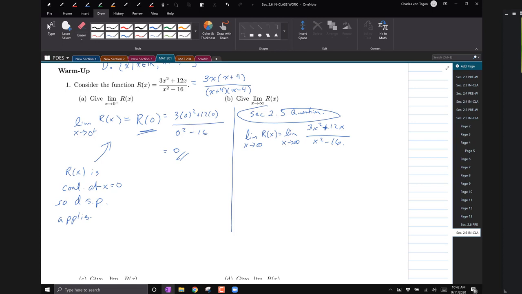What is the answer to this problem? What's this limit going to come out to be? 3. Yes, I didn't see who said that. Was that Marshall? Yeah, it was. Great. So the answer to this is 3. The trick from college algebra said, look at the ratio of the leading coefficients.